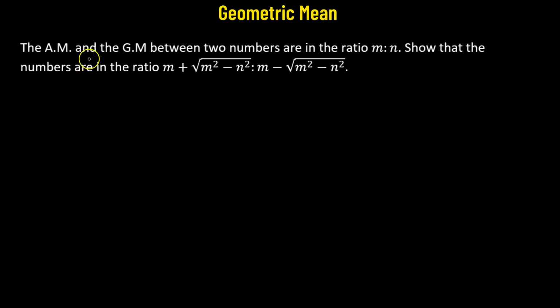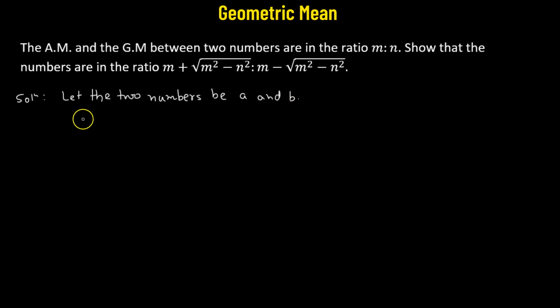In this problem, we are given that the arithmetic mean and the geometric mean between two numbers are in the ratio m is to n. So we need to show that the numbers are in the ratio as given here. So let's begin. We will specify the two numbers. So let the two numbers be a and b.